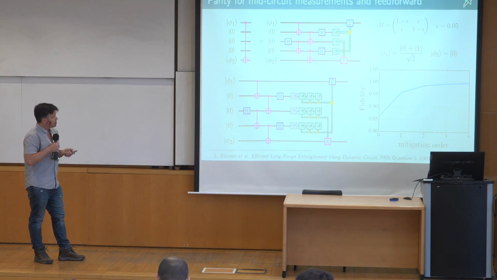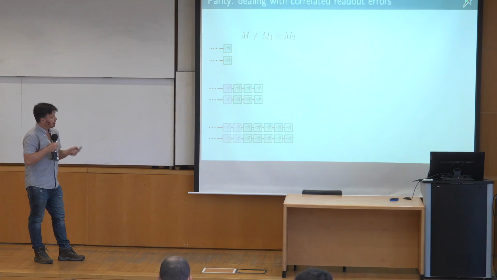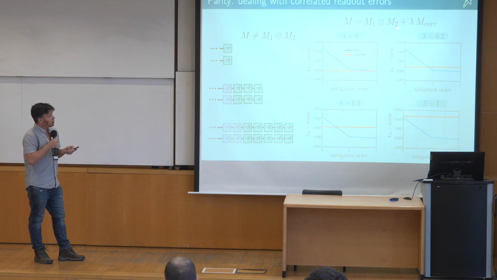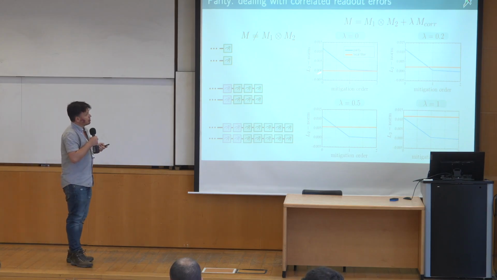Okay, what else? Also, I want to comment that this also works in the case where the M matrix contains correlations. So over here, I'm doing the simulation as well, where I can control the level of correlation by this factor lambda. And I'm comparing 2 results. First, I'm plotting here the norm of the target probability distribution minus the probability distribution obtained by using parity and obtained by using a local filter.